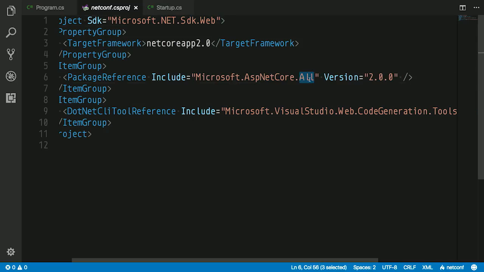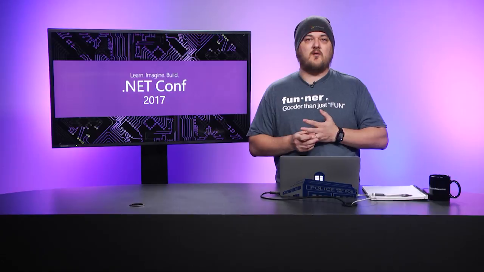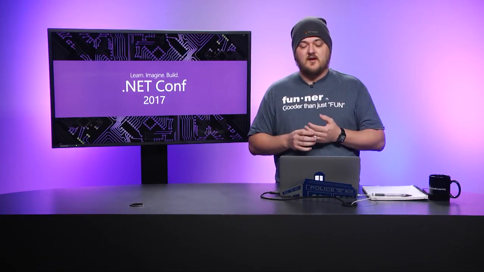Because I'm using the all meta package, that's why my publish output was pretty small and it didn't have much in it. It's also why I had like every API in IntelliSense. So certainly while you're learning, use the all meta package. I actually think you should just use the all meta package pretty much all the time. It just gives you the one version number to worry about, gives you all the IntelliSense, and everything is great.